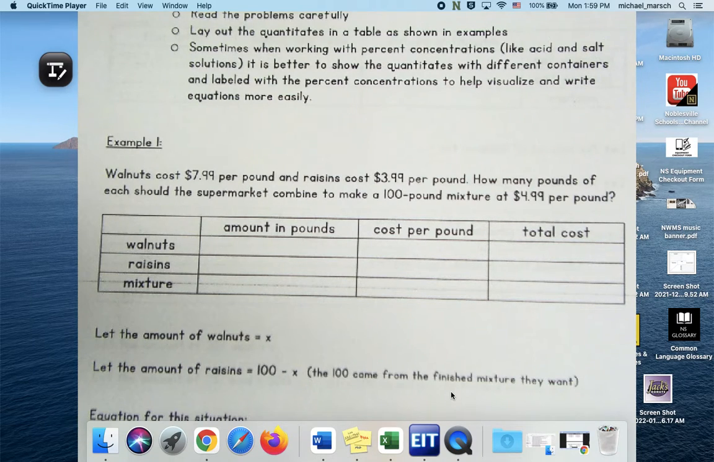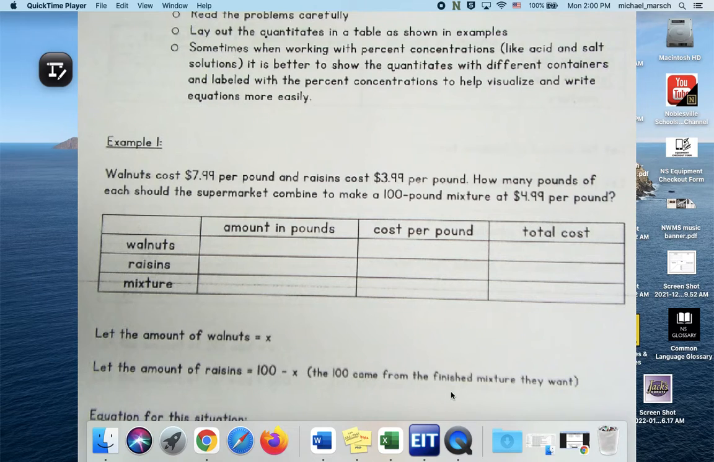Why raisins? Because it costs less. So you're going to have more of whatever costs less because they want the mixture to cost less, right? So you have to think in your mind, all right, my answer should have less walnuts. Help yourself out. Figure that out ahead of time so you can kind of check your common sense here.